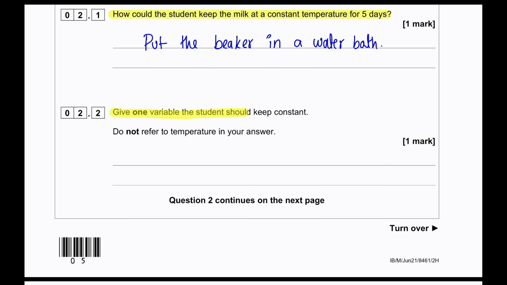Give one variable the student should keep constant. Do not refer to temperature in your answer. The reason they say do not refer to temperature is because this experiment is looking into changes in temperature and the rate of decay.